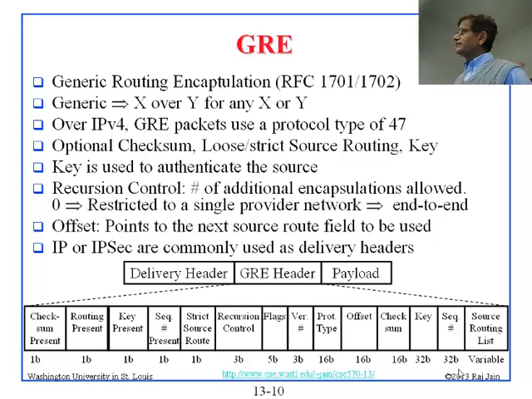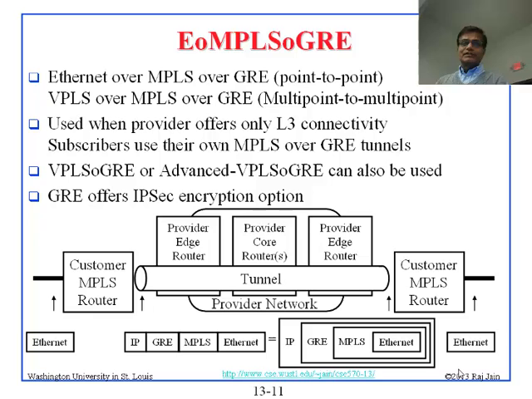Offset is basically, as we discussed before, checksum, key, sequence number. Sequence number is basically, if you have the payload and your source routing list, and this is the source routing list, sequence number is the sequence number of this GRE packet. You might have to reassemble, fragmentation or reassembly, something like that. Okay, all right. So GRE is done now.